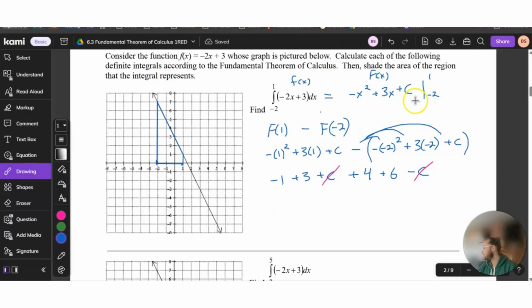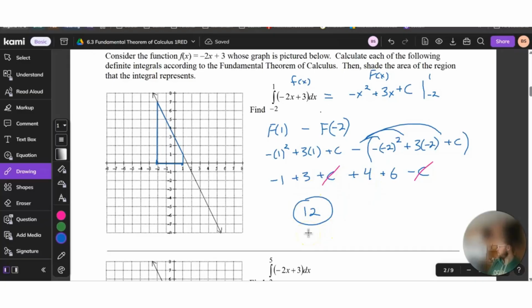So anytime you do this going forward, we're not going to bother writing c, because it's going to go away. That was just to show us that c is always going to go away when you're doing a definite integral. What would an indefinite integral be? When there are no numbers, when you're just finding the equation. Negative 1 plus 3 is 2, plus 10, 12.